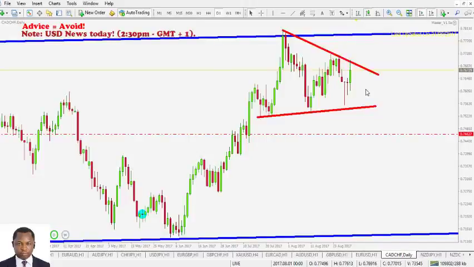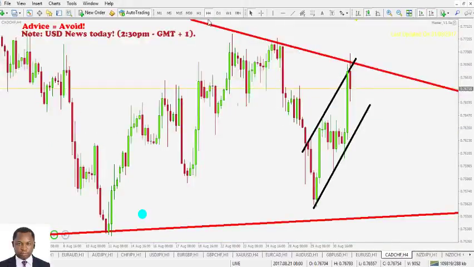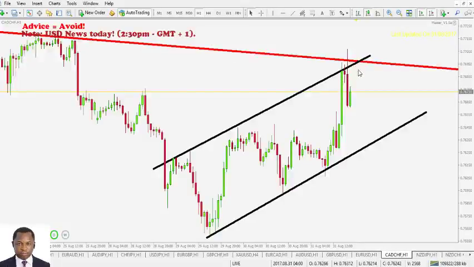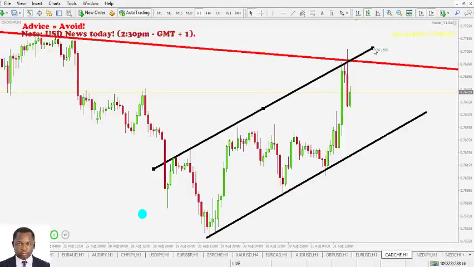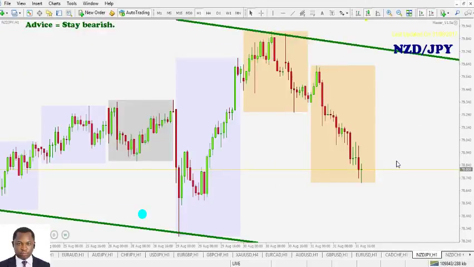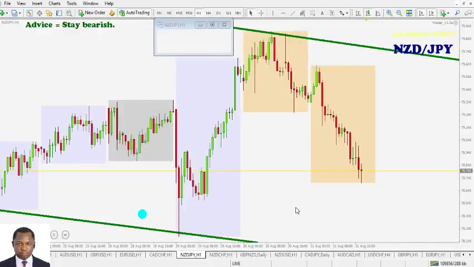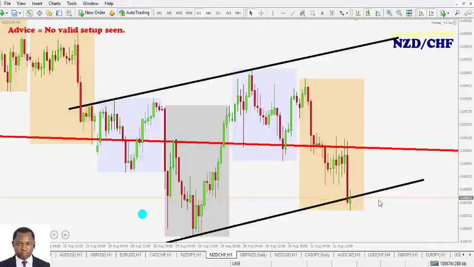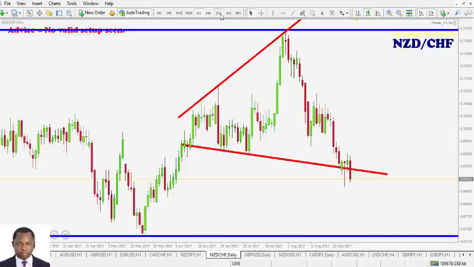Next pair, the Canadian dollar against the Swiss franc. Price bounced off that level of resistance due to that news announcement. Nothing for us. New Zealand dollar against Japanese yen as well. Nothing there. The New Zealand dollar against the Swiss franc. Pushing to the downside. Let's delete this line.